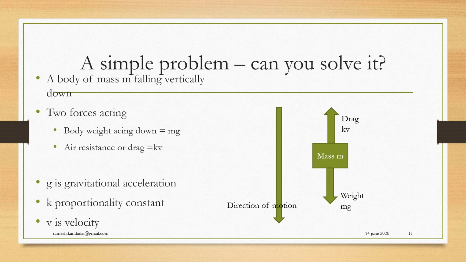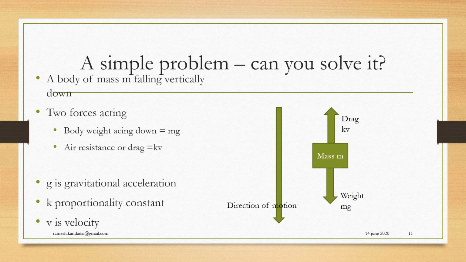Let's look at a simple problem to see if we can model the situation. A body of mass m is falling vertically down. It could be anything like a spherical ball that you drop from a height, or a football that you drop from a height, or anything. What is happening to this body? Well, there are two forces that are acting on the body. One is its own weight, and the other is the air resistance or drag.